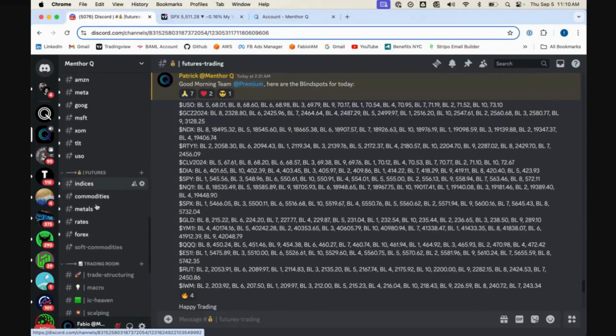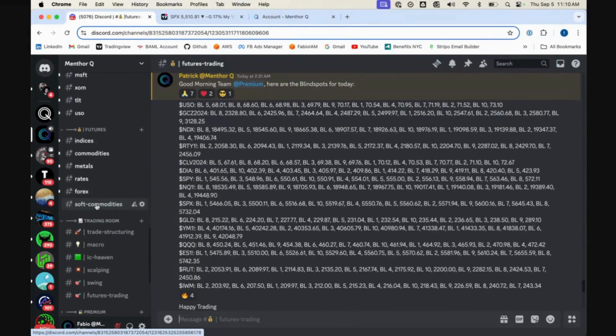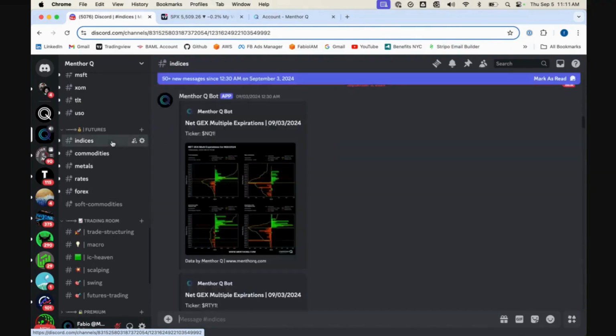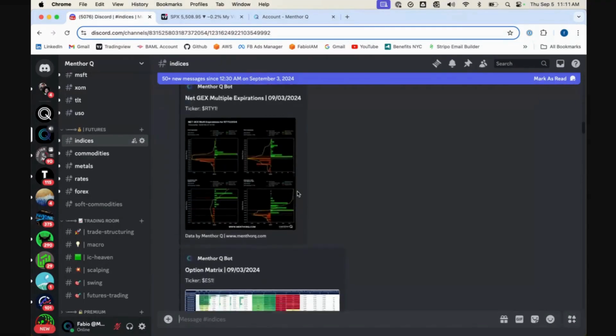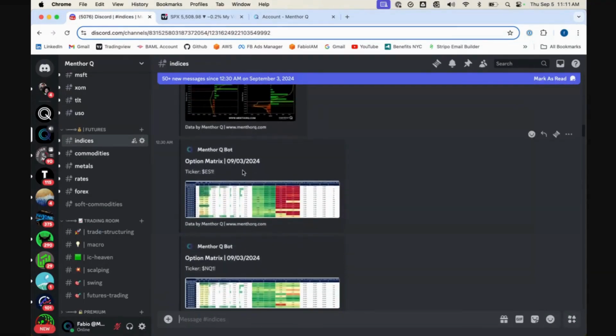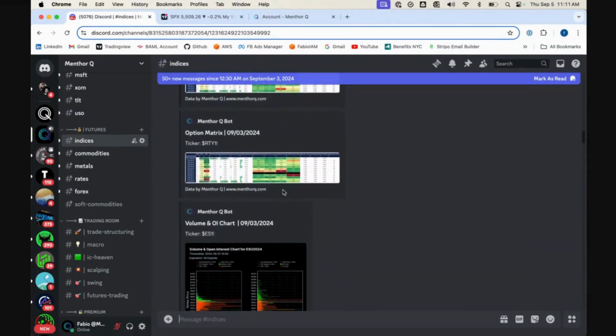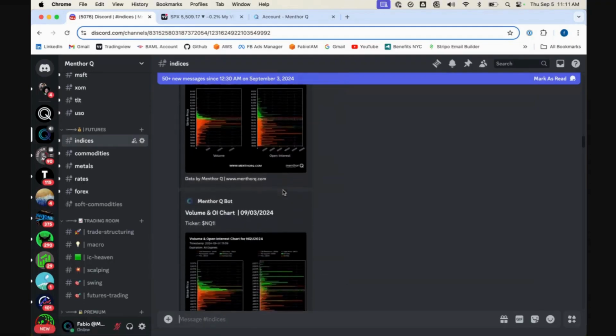futures. So for futures, we cover different assets. We have about, I think it's about 30 futures that we cover. If we start from the index side, we have MenthorQ, we have RTY, so the Russell, we have YES. Those are all the data points that you can access at the futures level.